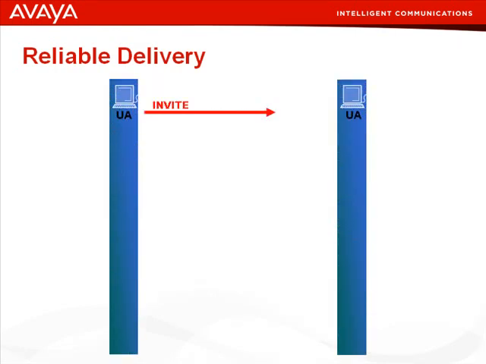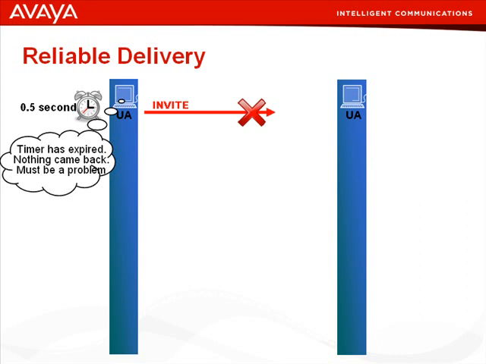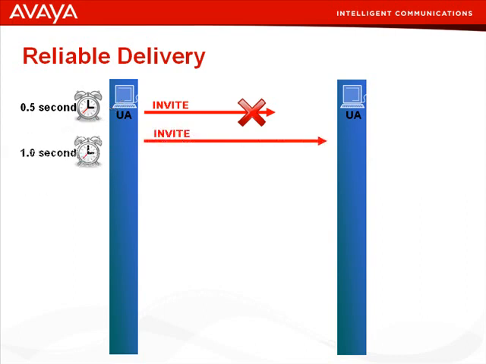In fact, it's the user agents themselves that are responsible between them for reliable delivery. Here's how it works. When a user agent sends out a request, it sets a timer for half a second and waits to see if it gets anything back. If the message gets lost on the way, or if there's no SIP device on the other side to receive the request, and nothing comes back before the timer expires, the user agent will assume something has gone wrong and will retransmit the request. At the same time, it will set the timer, this time for 1 second, and wait to see if anything comes back from this one.